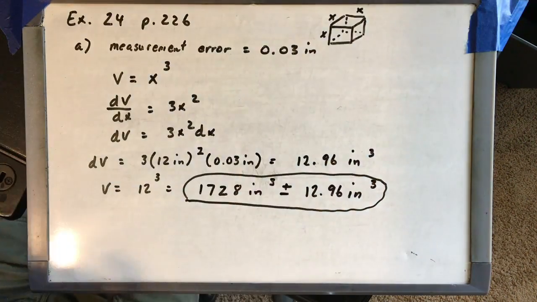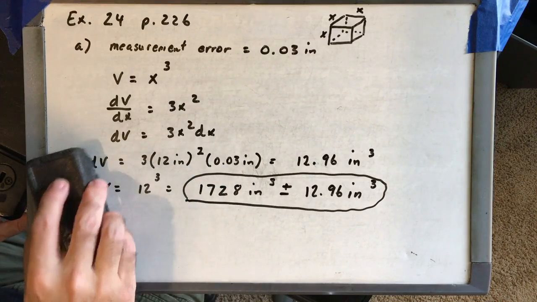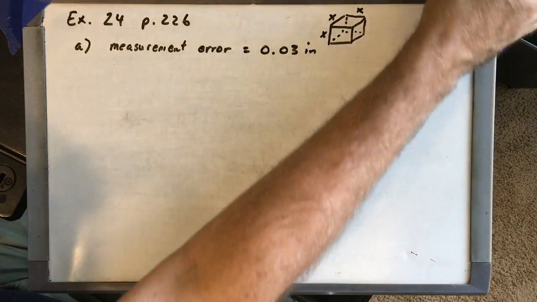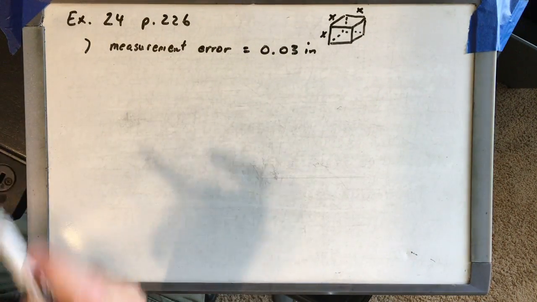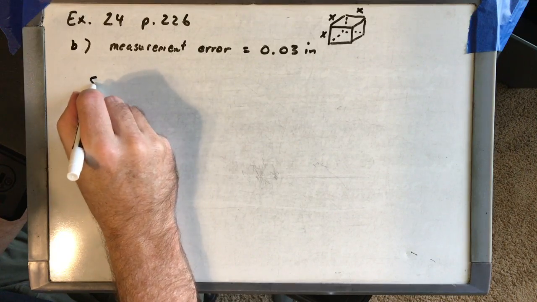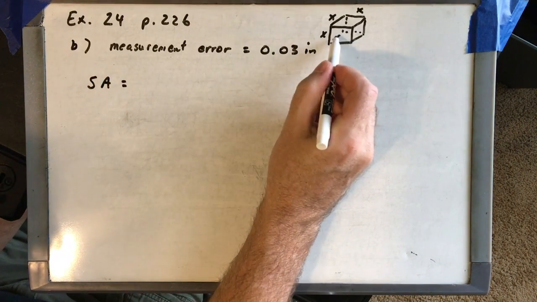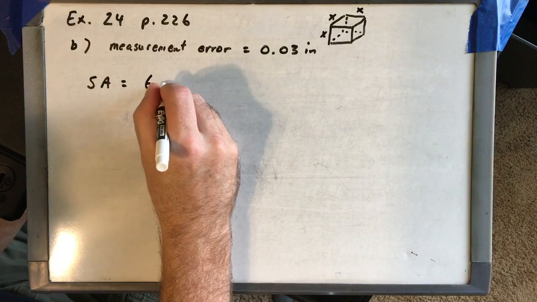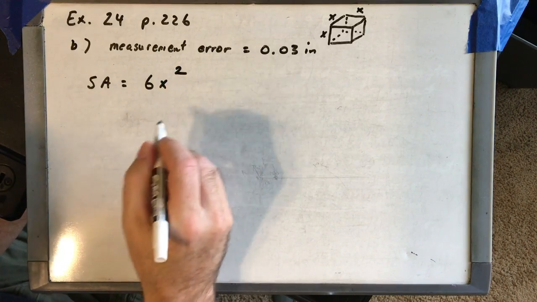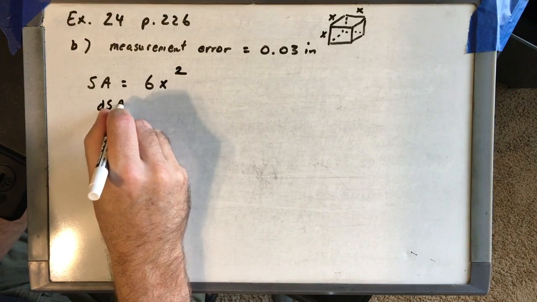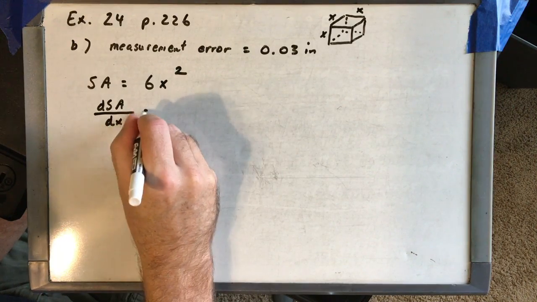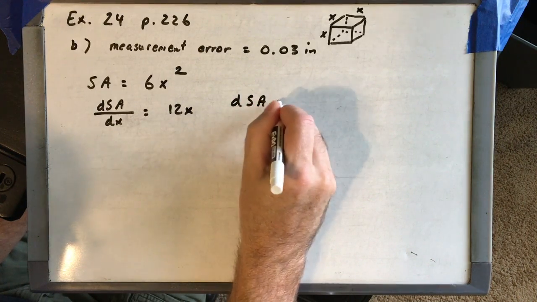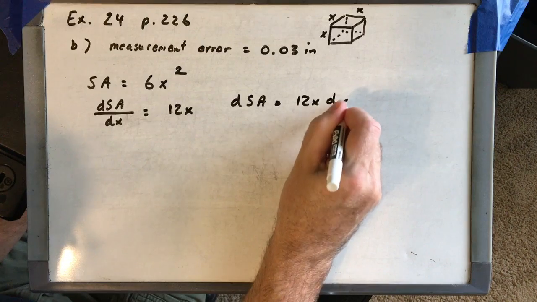All right, let's look at example B. And this time we're looking for surface area. All right, example B, we need an equation for surface area. So with a cube, you have six sides, and each side has an area of x squared. So we would have 6x squared. So our derivative of surface area with respect to x is going to be 12x. So dSA would be 12x dx.